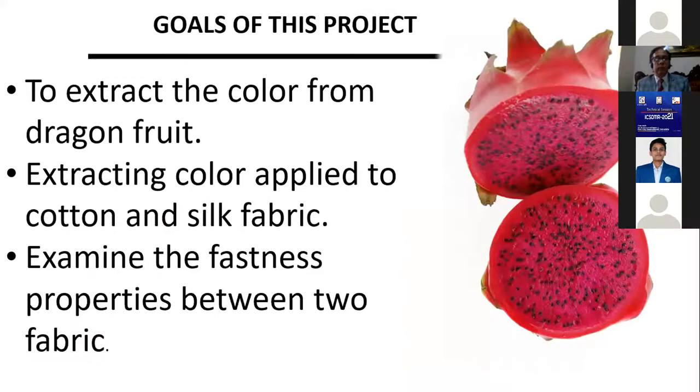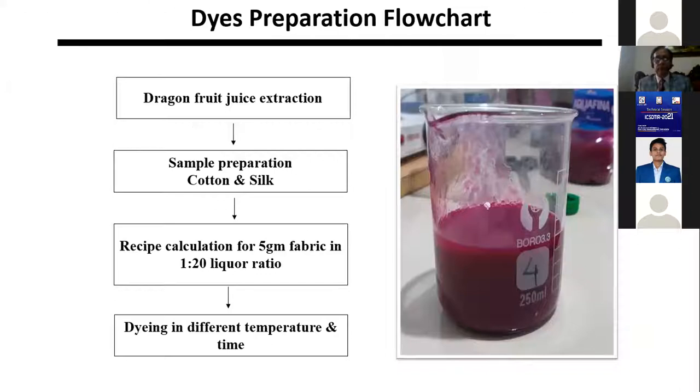Our goals for this project are to extract the color from dragon fruit, apply the extracted color to cotton and silk fabric, and examine the fastness properties between the two fabrics. For the dye preparation, first of all, dragon fruit juice extraction. Here you see the picture where we extract the juice. Then sample preparation, cotton and silk. Recipe calculation for 5 gram fabric, 1:20 liquor ratio, and dyeing at different temperatures and times.